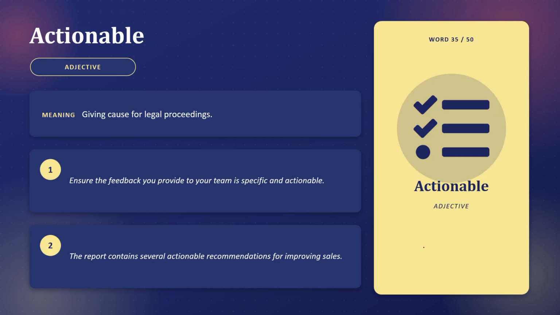Next, actionable. Giving cause for legal processing is actionable. First example: ensure the feedback you provide to your team is specific and actionable. Clear? Here the meaning is written. Second: the report contains several actionable recommendations for improving sales.